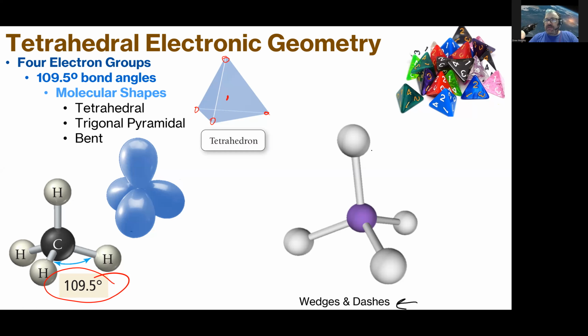Every time we look at this, 2 of the bonds are in the plane. So this is in the plane of the screen, and this is in the plane of the screen. There's one that's coming out towards us, so this one we represent as a wedge. And I'll draw this as a Lewis structure in a second. And this one's going away. So this one's coming towards us and the other one's going away from us. So this is a dash.